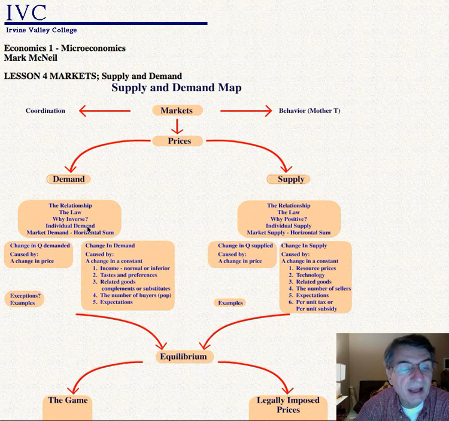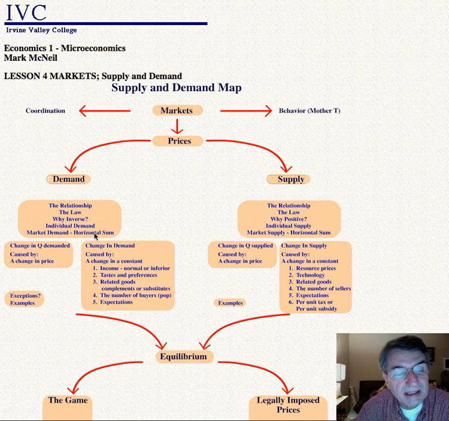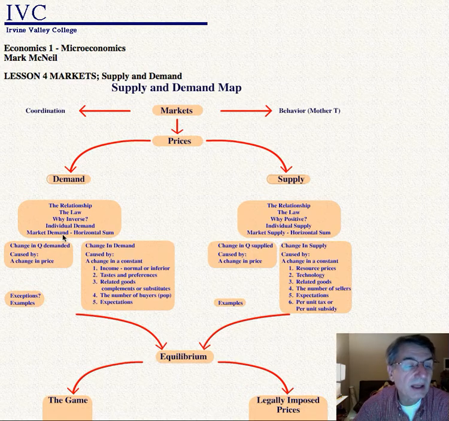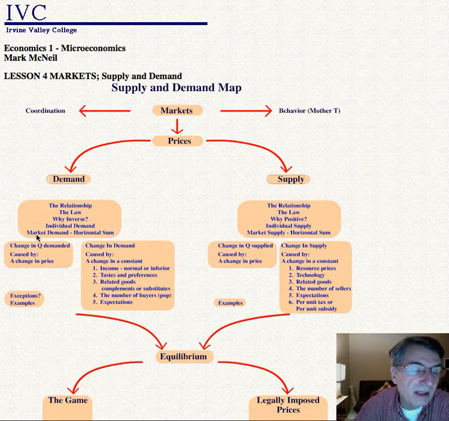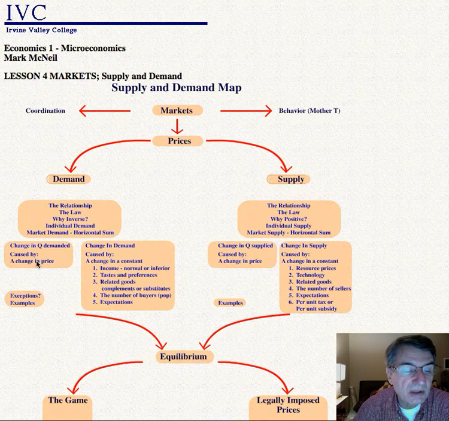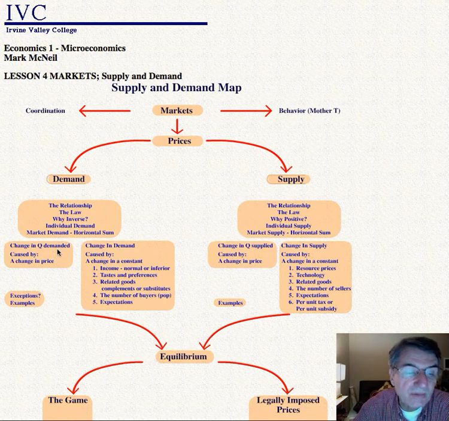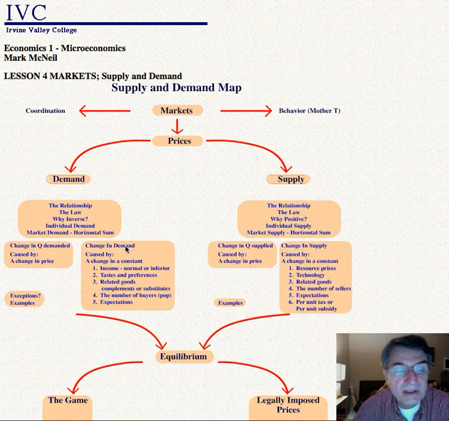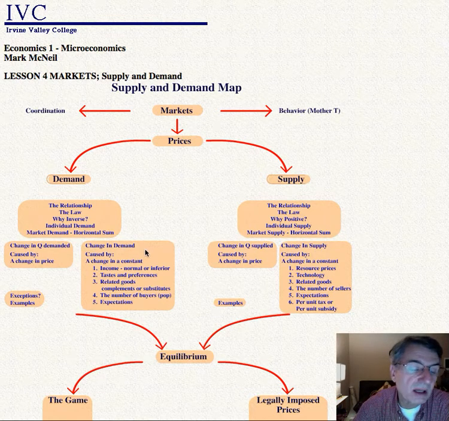Then we take individual demand and we add everybody's individual demand, take the horizontal sum because we add everybody's quantities at every possible price, and we end up with market demand. Now once we've got market demand, we look at a change in the quantity demanded. That's a movement up or down the graph caused by a change in the price of the good. That has to be distinguished from a change in demand. See, change in quantity demanded, that's a movement caused by a change in price, versus a change in demand, which is a shift, and is caused by one of the things that is assumed to be constant when you draw the demand curve in the first place.